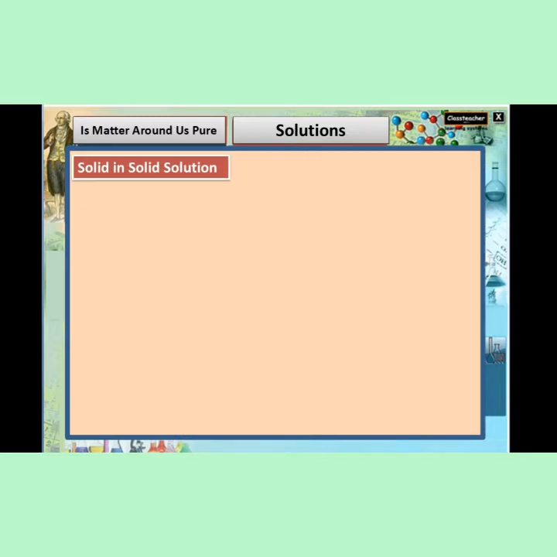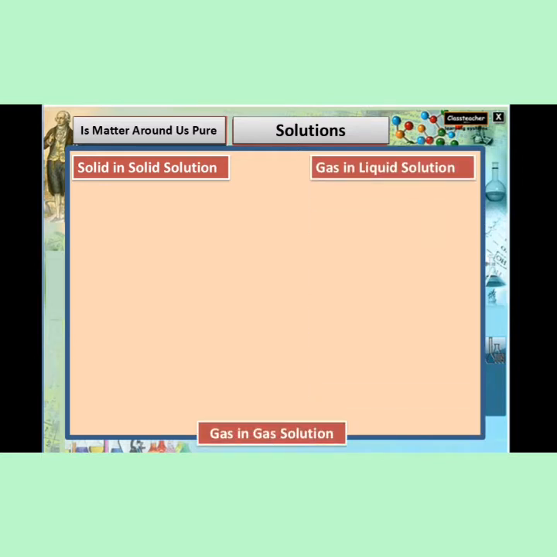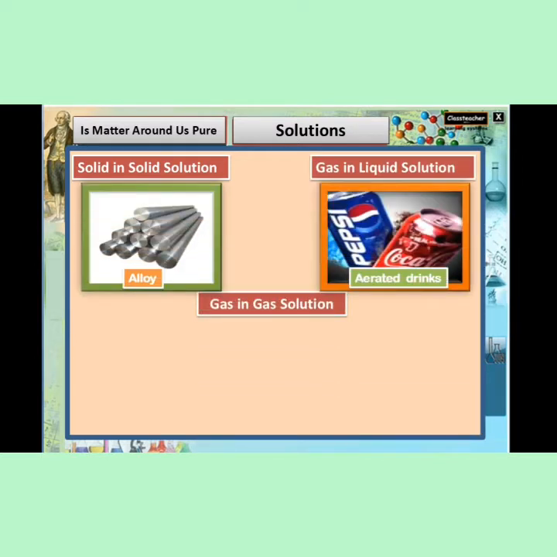Next is solid in solid solution. The example is alloys. An alloy is a homogeneous mixture of two or more metals and non-metals, or two metals or two non-metals. We can take either one metal and one non-metal for making an alloy, or two metals together form an alloy, or two non-metals form an alloy.